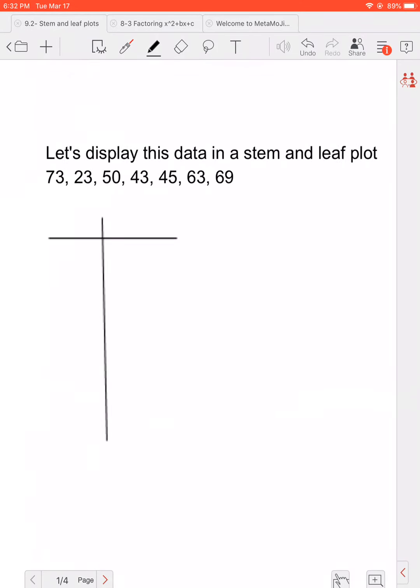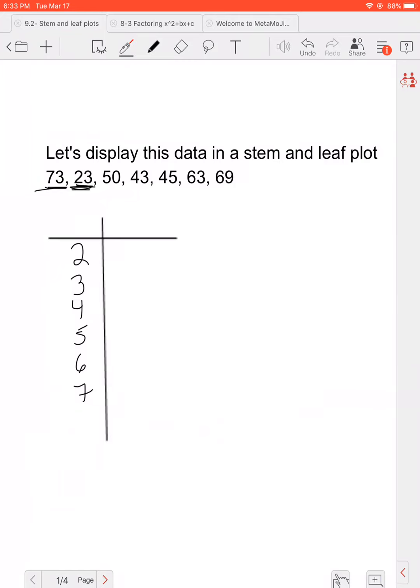Okay, so we have this set of data, okay, and we want to display it. Now, when I'm doing this, I'll look at my biggest number and my smallest number. So my smallest is 23, and my largest, I believe, is 70. Okay, so that's in the 20s and 70s. So what I'm going to do is I'm going to start with 2 here, and then I'm going to write a 3, 4, 5, 6, 7.